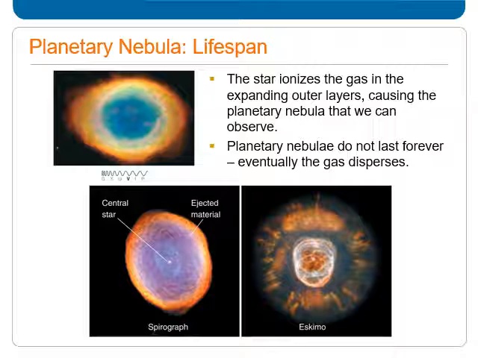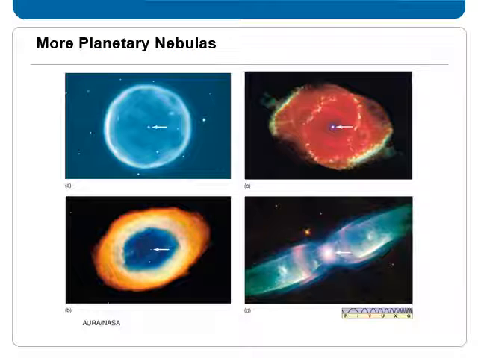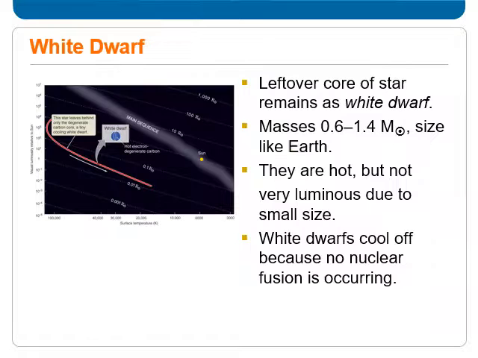The ultraviolet radiation from the white dwarf may ionize the gas in the ejected layers, causing them to glow. Here are more examples of planetary nebulae. The arrows point to the white dwarfs that will remain after the dust is blown away. The leftover core of the star remains as a white dwarf, with a mass of 0.6 to 1.4 solar masses, and about the size of the Earth. It is hot, but not very luminous due to its small size. White dwarfs cool off because no nuclear fusion is occurring.